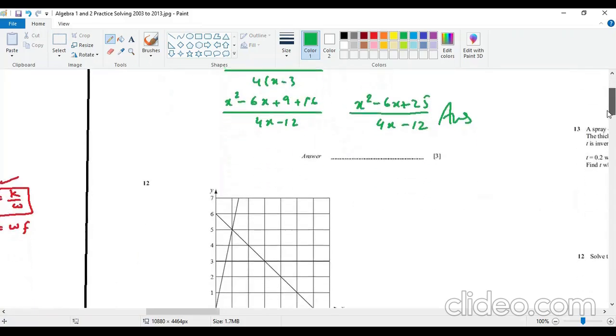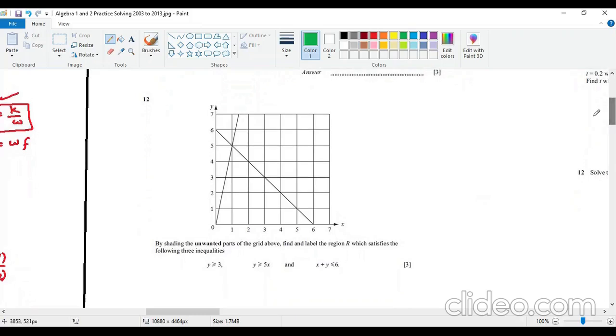Now comes this one, same as before. In this part, it's saying greater than 3 is this line they are talking about, and normally it has to be the upper part, but in here it says unwanted part. That means it is going to be below this area. So this whole area should be shaded.